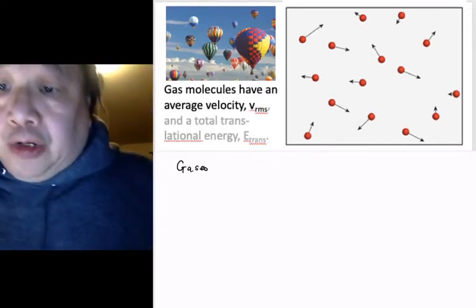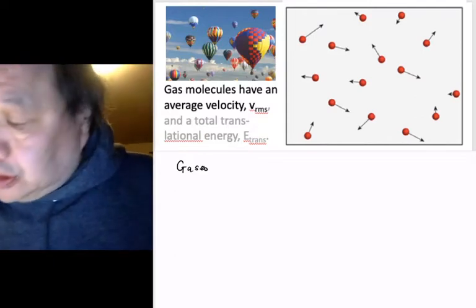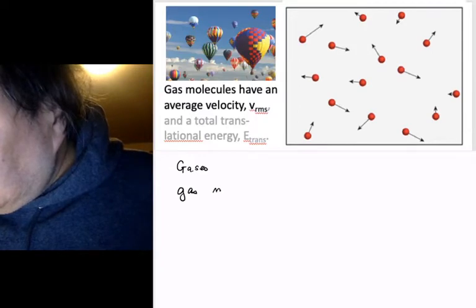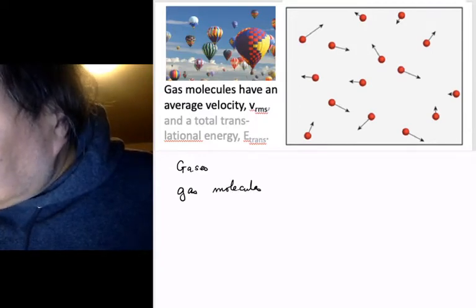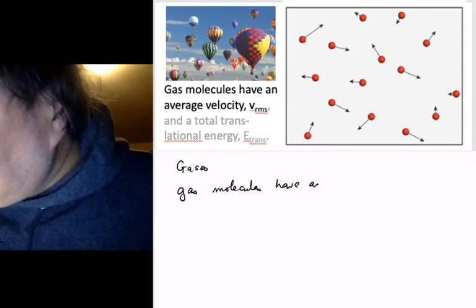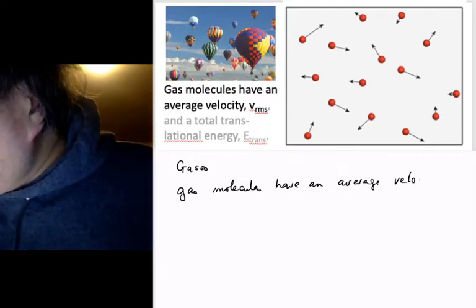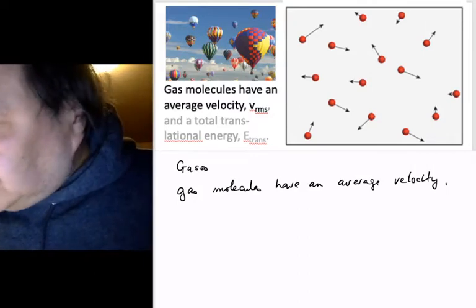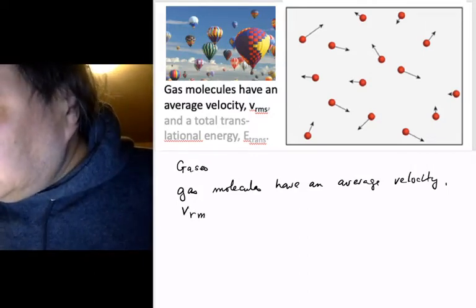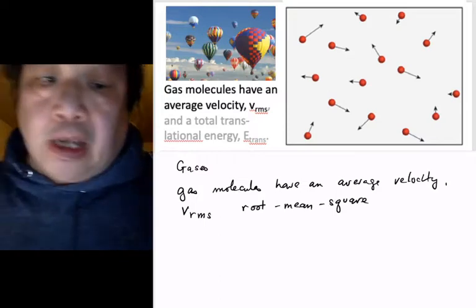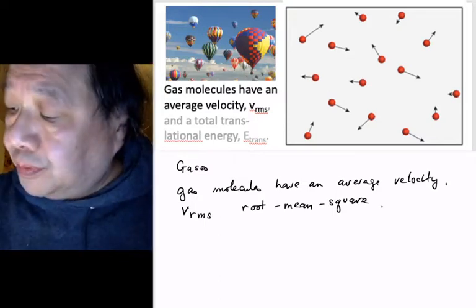What we see then are the physical variables. Gas molecules have an average velocity. And the average velocity that will work best for us is V-RMS. RMS stands for root mean square. I'm not even going to give you the definition of root mean square. It's an average, and it turns out it's the easiest average for us to work with.